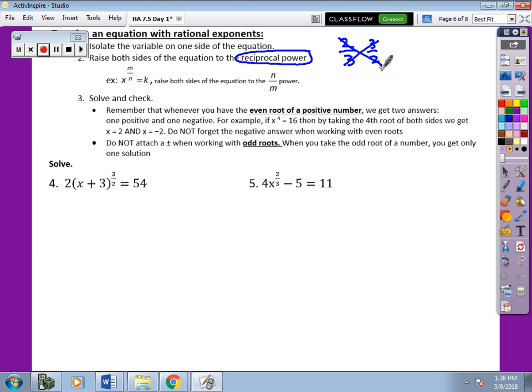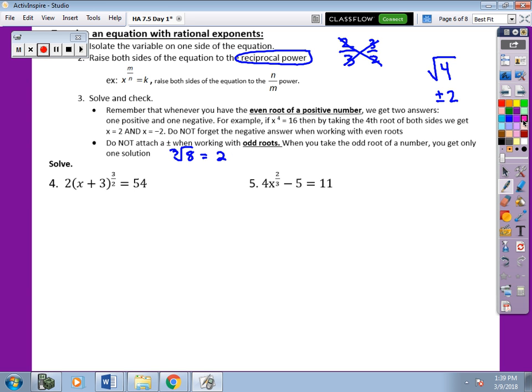Okay? Remember, whatever you do to one side, you'll have to do to the other. And I have this here with variables. And then step 3 is, of course, to solve and check. Now, you want to remember that if you have an even root with a positive number, for example, the square root of 4 is technically positive and negative 2. So sometimes you will get more than one answer to the problem because of that fact. If it is an odd root, you do not attach a plus or minus. So like the cube root of 8 is just 2, not plus or minus 2. So we'd only get one answer.